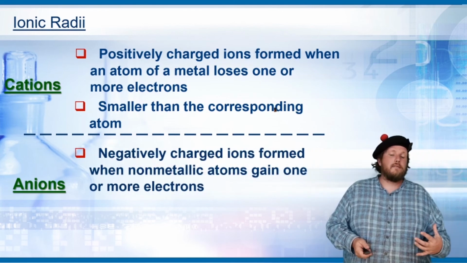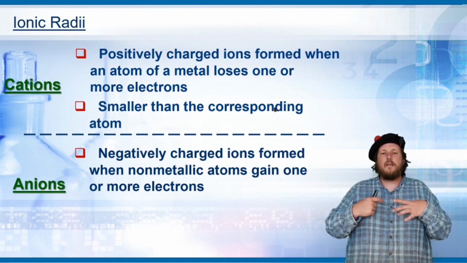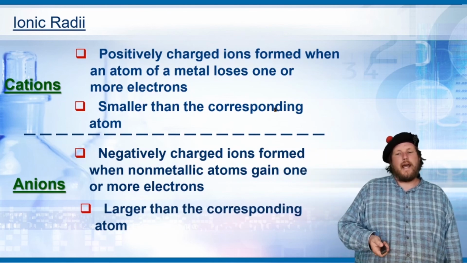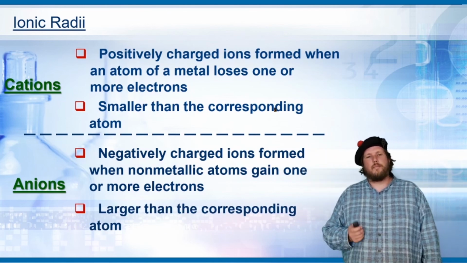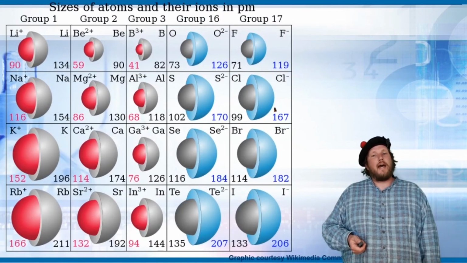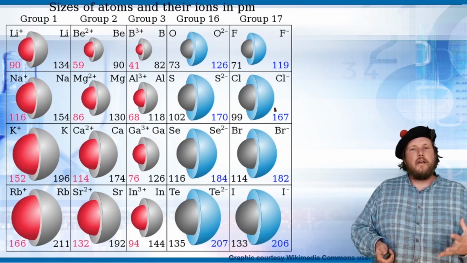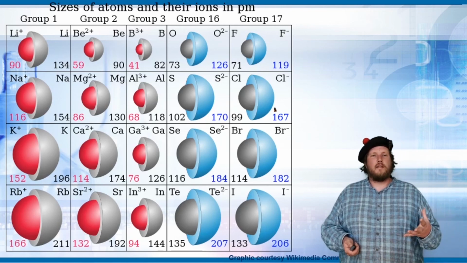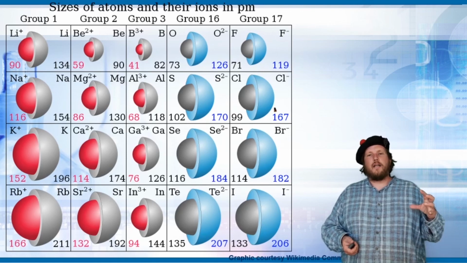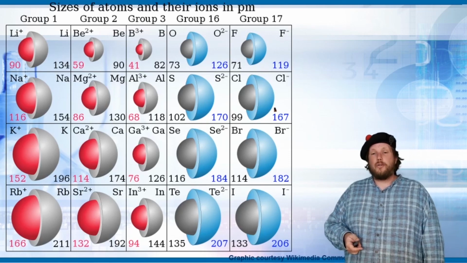Anions are negatively charged ions that are formed when a non-metallic atom gains one or more electrons, which means that the radius increases because there are more negative electrons in that outer shell. So larger than the corresponding atom. So here is a comparison of the sizes of atoms and their ions. You'll notice that the lithium ion is smaller than lithium without a charge, but then you go over to the right to fluorine and you'll see that fluorine itself is much smaller than the fluorine anion, also known as fluoride.